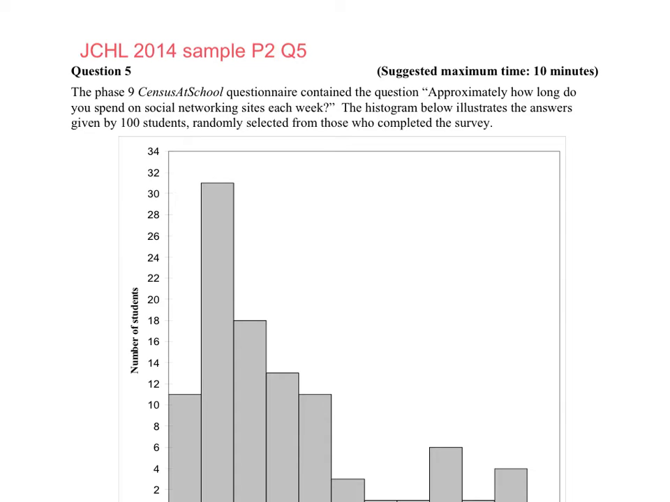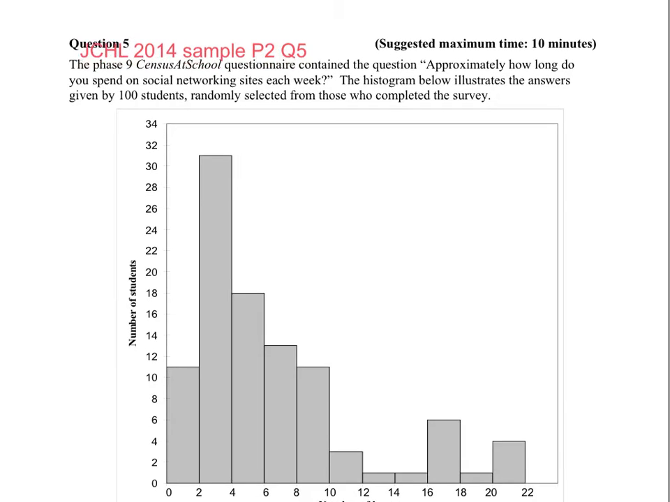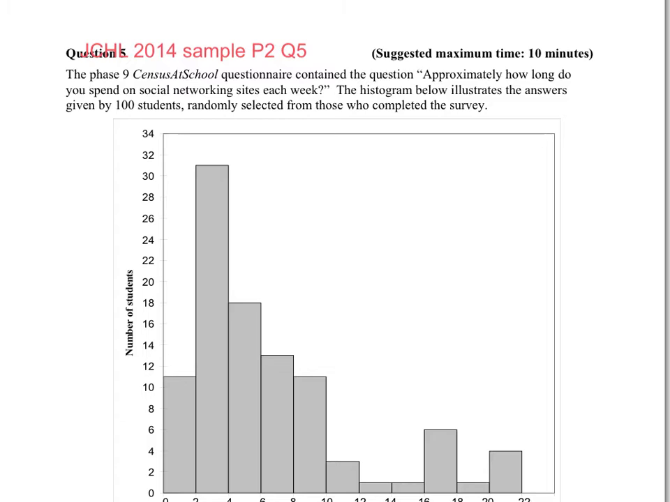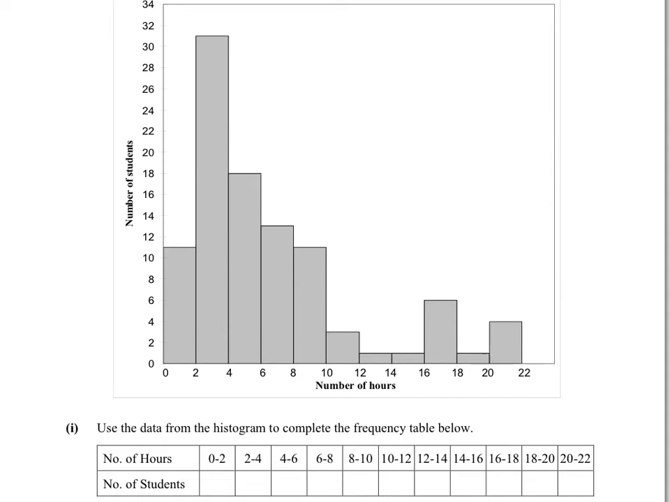Junior Cycle High Level 2014 Sample Paper 2 Question 5. This is a statistics question, and you're given some data regarding how long people spend on social network sites each week. The first thing we're asked to do is read off values from this histogram to put into the table. That should be a reasonably straightforward process.